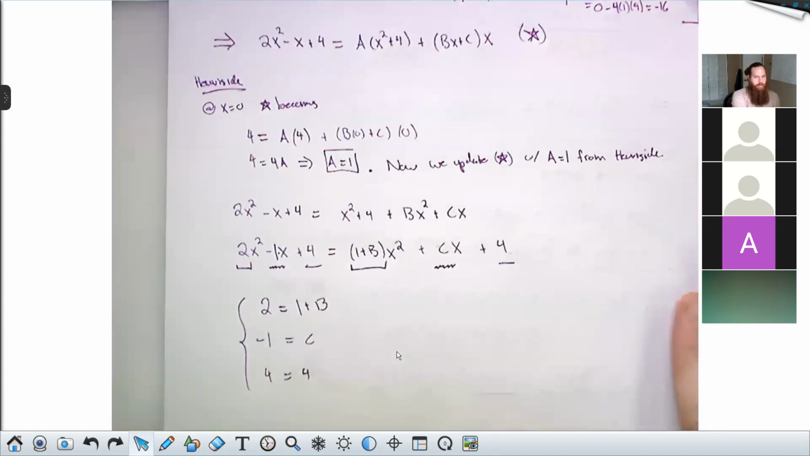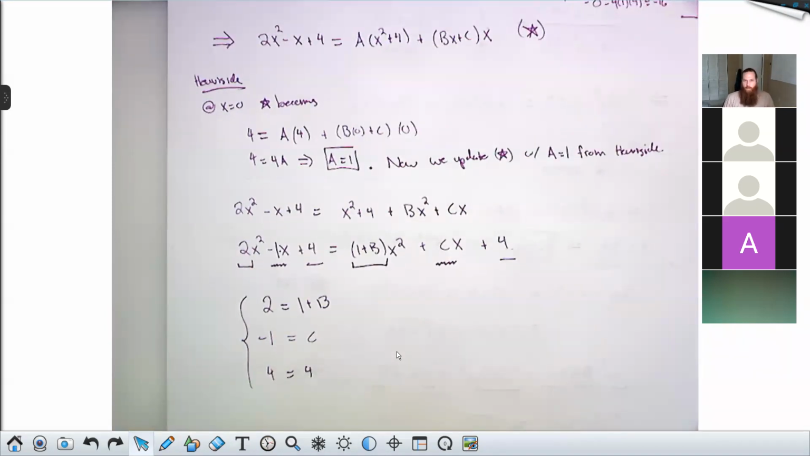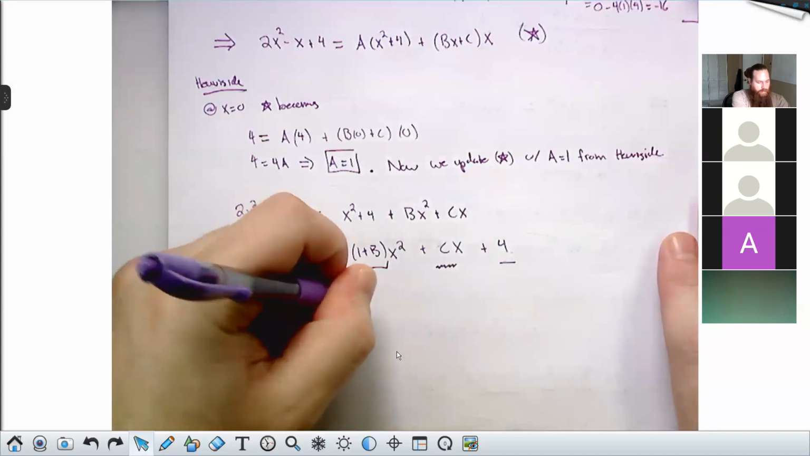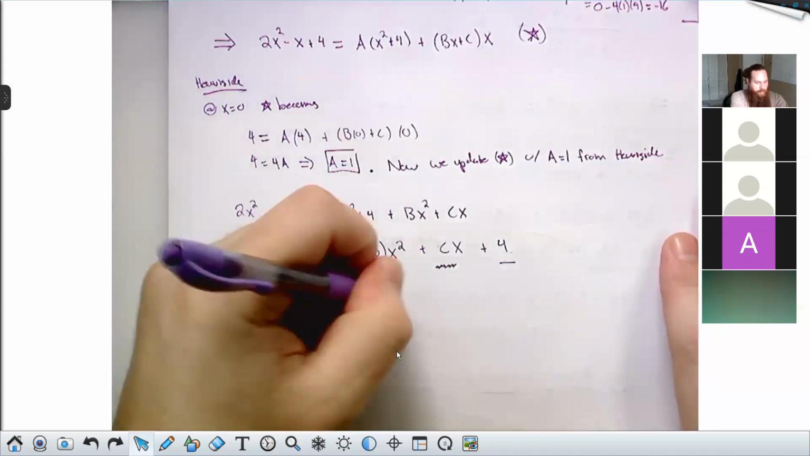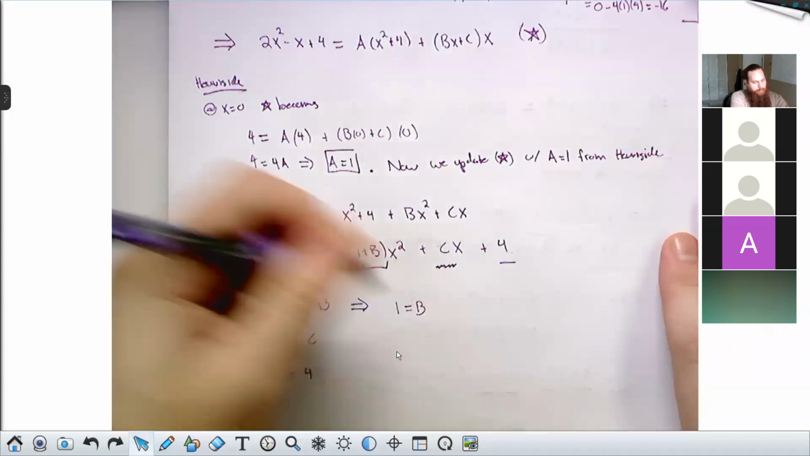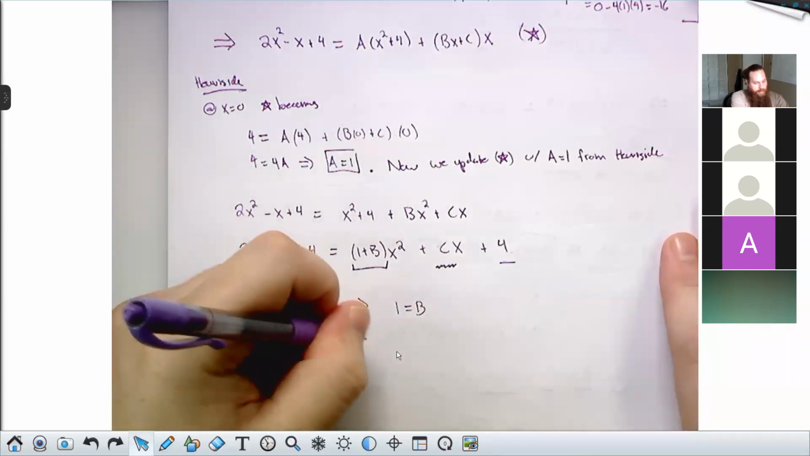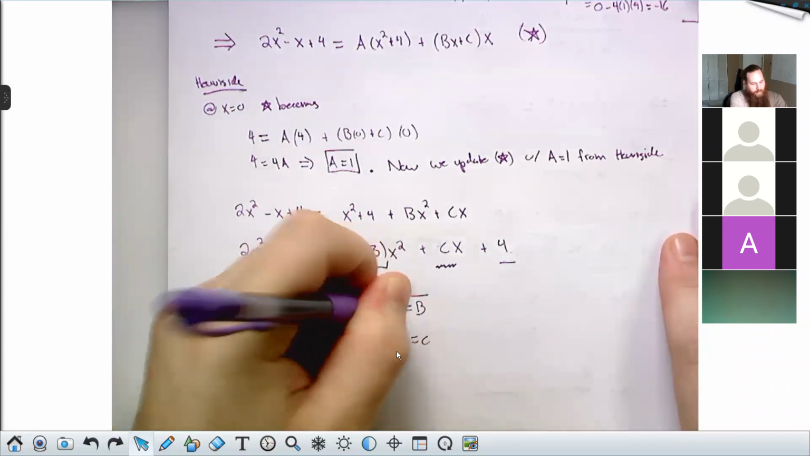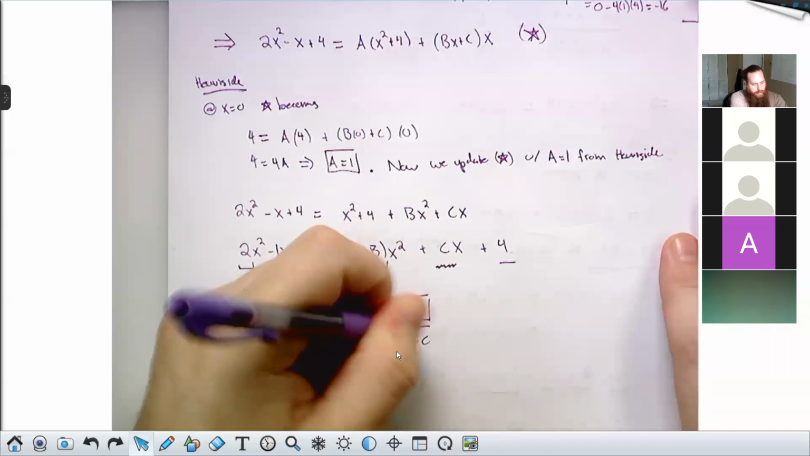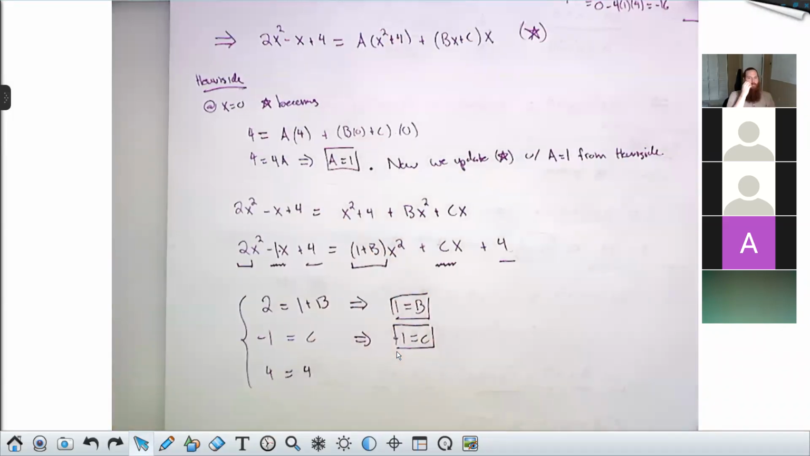Now this linear system, I think you'll agree, is a lot easier than the 3x3 we had to mess with on Friday. Right away, it tells me that c is negative 1, and this equation only involves b and constants. So here, I can subtract 1 from both sides, and I get 2 minus 1 equals b. That's 1 equals b. And right here, I've got negative 1 equals c.